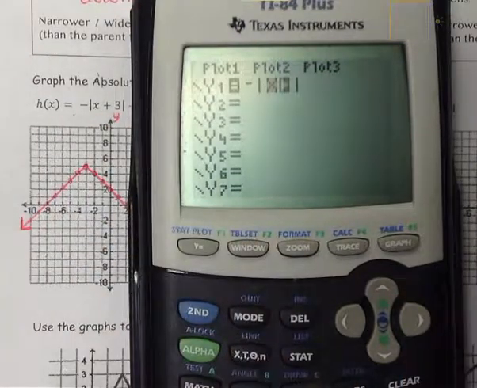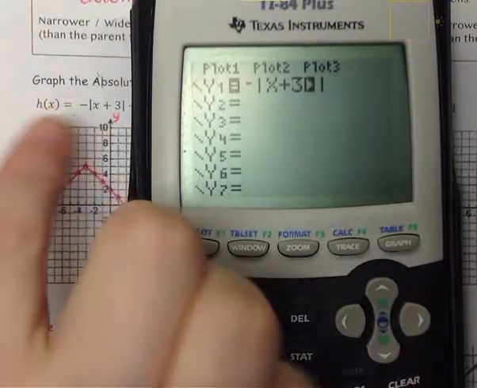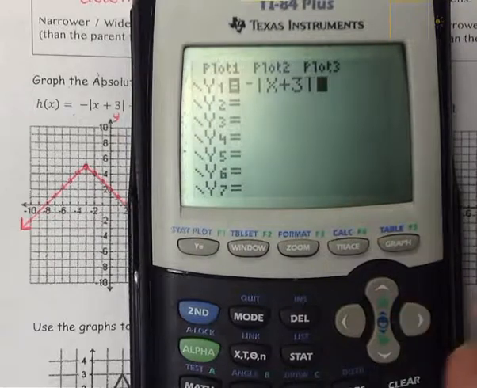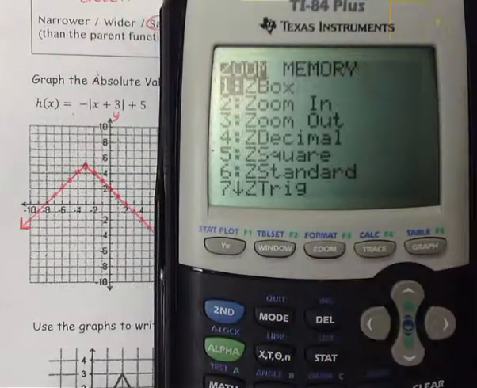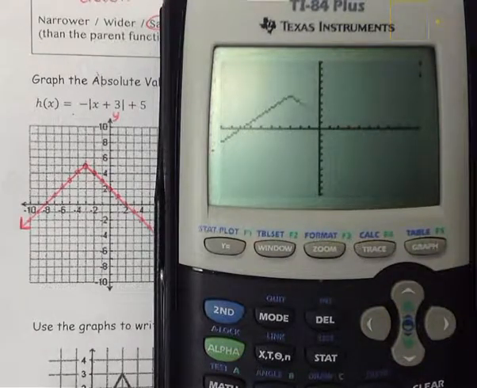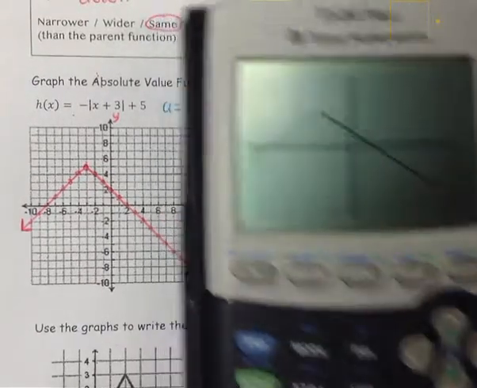So I'll press X plus 3. Then I need to get out of the absolute value bars by pressing to the right. And then I can put plus 5. I'm going to go to Zoom Standard just in case. And this is the same graph that we just had.